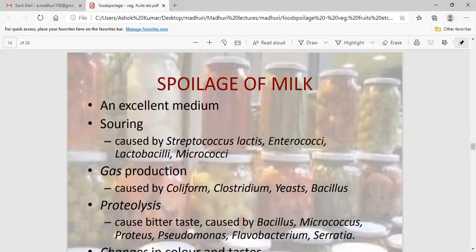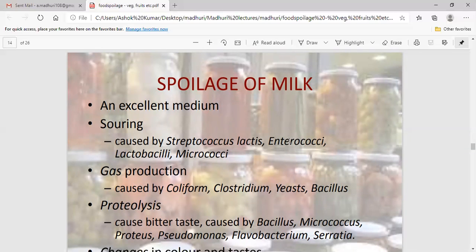And when we say milk is getting spoiled, what kind of spoilage do we see? First thing is souring, meaning the taste of the milk will change. It will become sour. This souring is caused by Streptococcus lactis, Enterococci, Lactobacilli, and Micrococci. All these microorganisms are responsible for souring. Next is gas production, which is done by coliforms, Clostridium, yeast, and Bacillus.